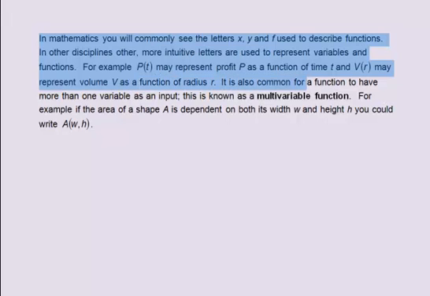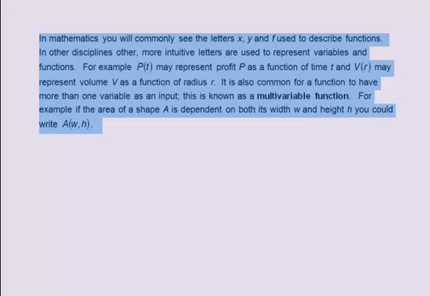It is also common for a function to have more than one variable as an input. This is known as a multivariable function. For example, if the area of a shape A is dependent on both its width w and height h, you could write A(w, h).